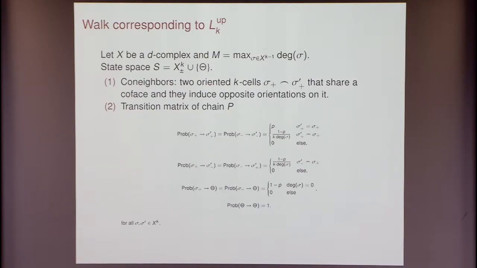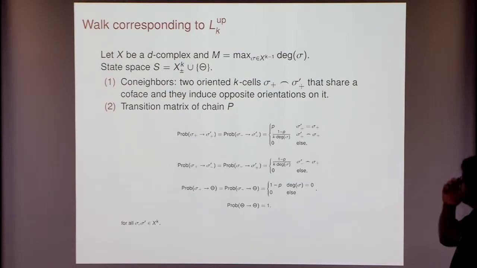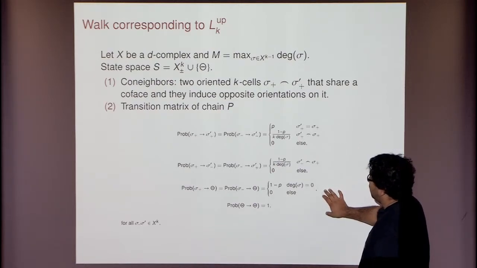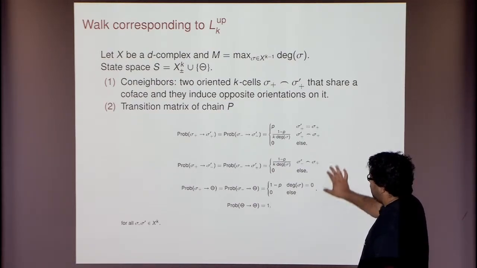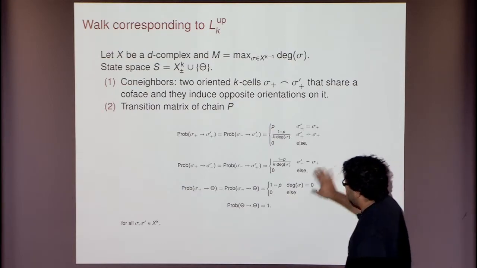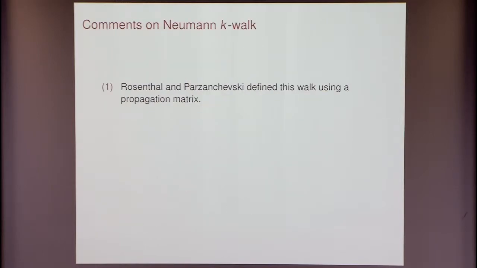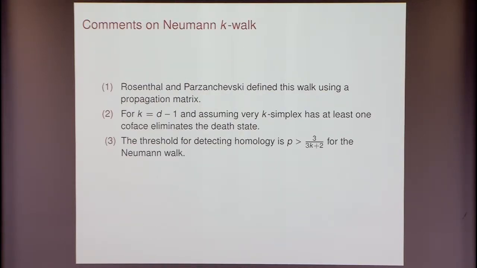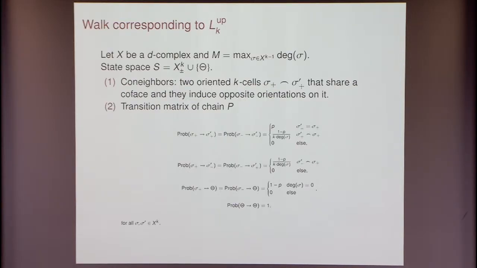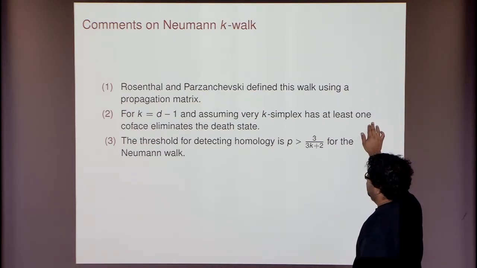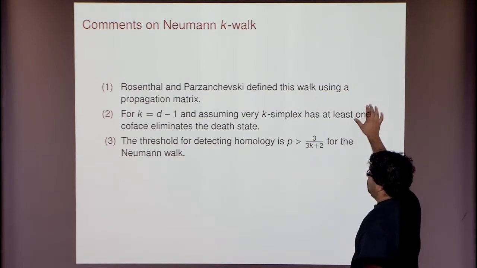Okay. Now you can do the same thing for the upwalk. Now you're looking at co-neighbors, right? And then you can define, again, this type of Markov transition matrix. And it turns out you don't need a death state here. You can put it in, and I'll tell you a little bit about that in a second. So this is what they did. They used this walk, but they didn't define this matrix. They defined the B version of this. And what you can say is if k is d minus 1, and every k simplex has at least one coface, then you don't need the death state, and that's the situation they were looking at.